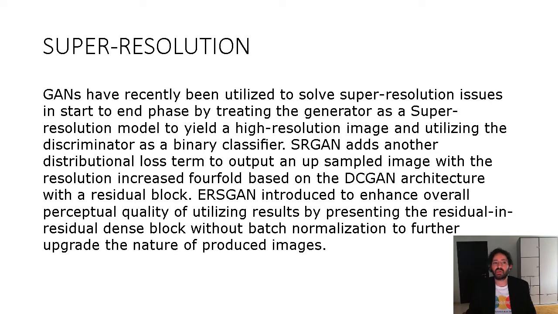So in super resolution, GANs have recently been utilized to solve super resolution issues in an end-to-end phase by treating the generator as a super resolution model to yield a high resolution image and utilizing the discriminator as a binary classifier. SRGAN adds another distributional loss term to output an upsampled image with a resolution increased fourfold based on the DC-GAN architecture. With the residual block, ESRGAN was introduced to enhance the overall perceptual quality of the result by presenting the residual dense block without batch normalization to further upgrade the naturalness of perceived images.